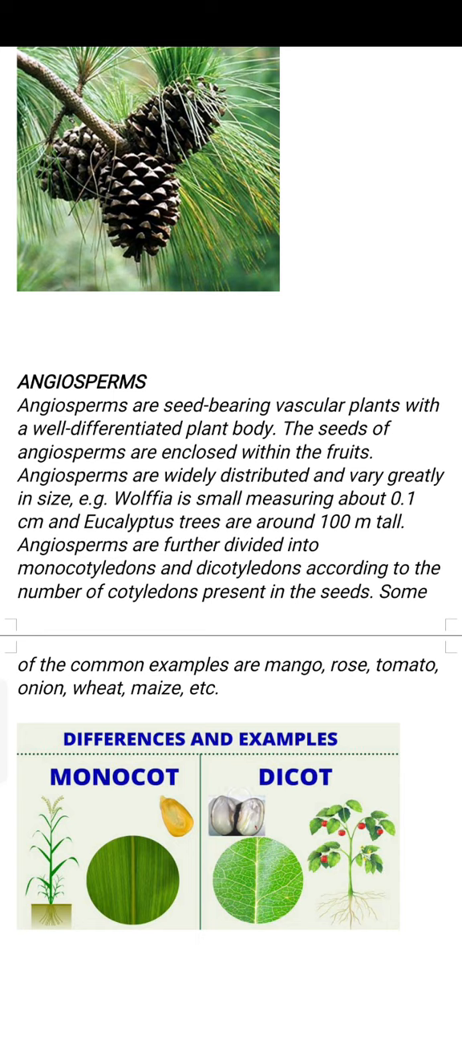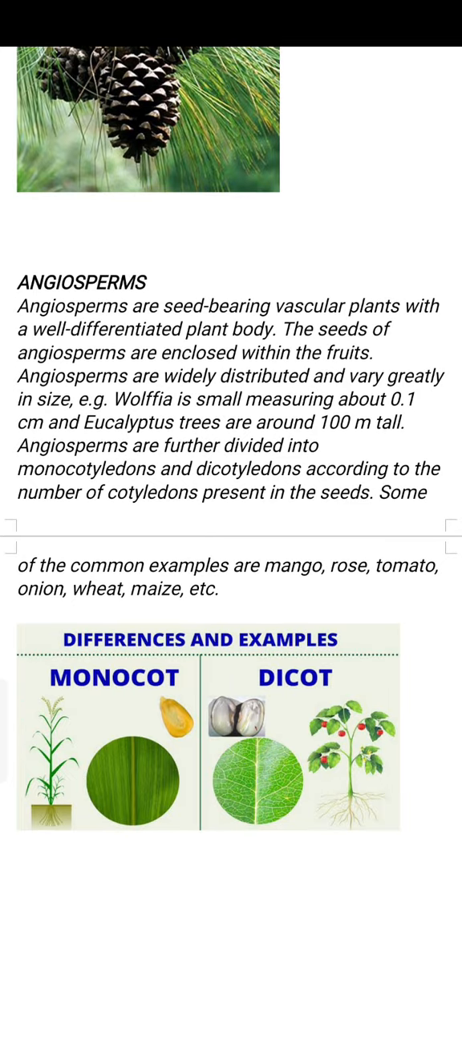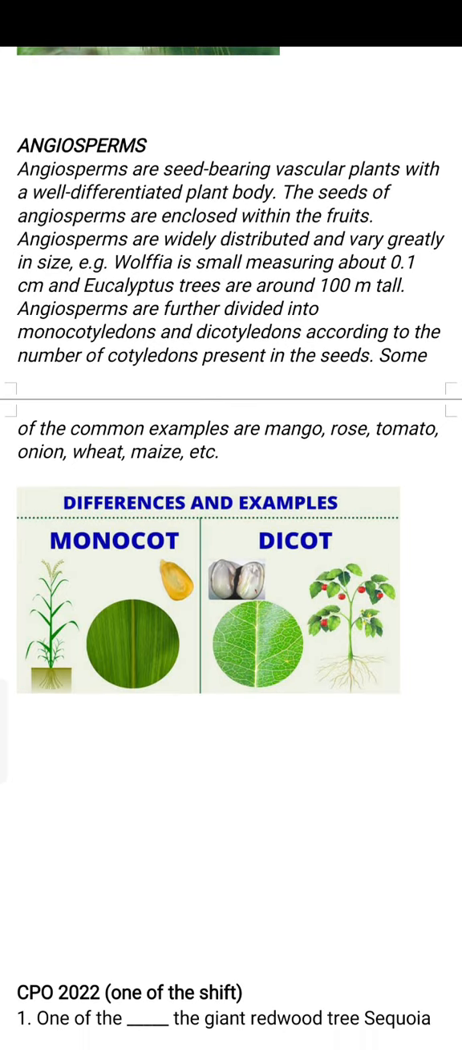An angiosperm can be divided into two types, that is monocot, which has the seed without divisions. Examples are rice and maize. And the dicot, the seed with divisions. Examples are peas and beans, etc.